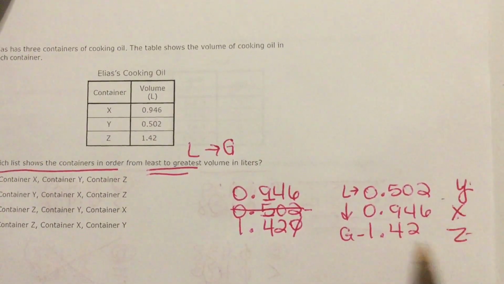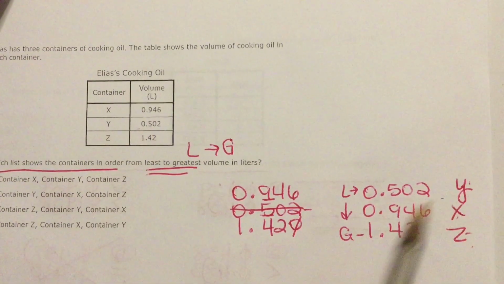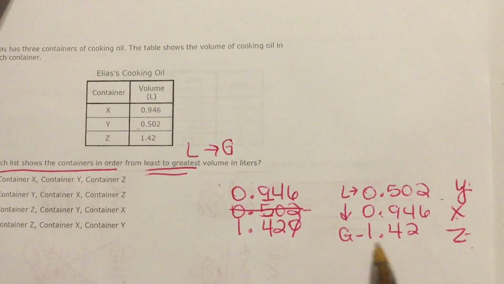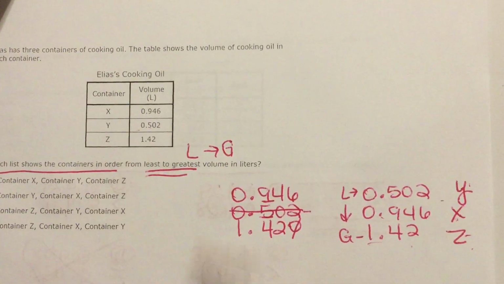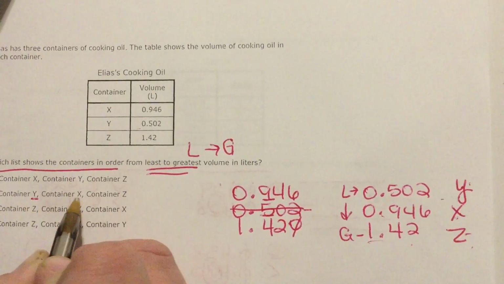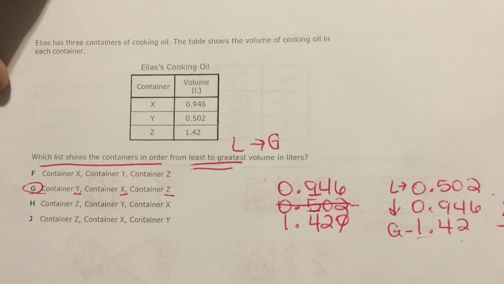Y, X, and Z. 0.502 was Y. 0.946 is X. And 1 and 42 hundredths is Z. So, Y, X, Z. All right, so it was G.